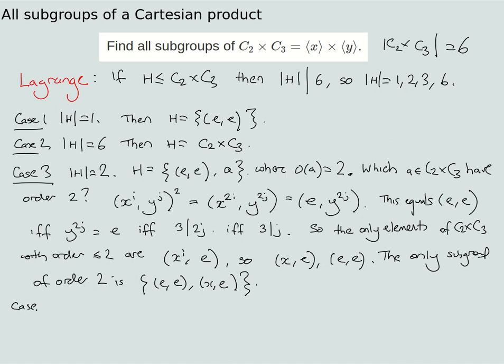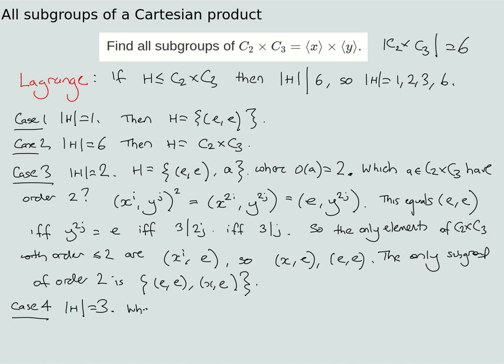We're on to case 4, which is which subgroups have size 3. Well, let's think about what a subgroup of order 3 looks like. It has to have the identity in it, and it has to have other elements which are not the identity, in fact exactly two other elements. So let's think about the order of a non-identity element of H.